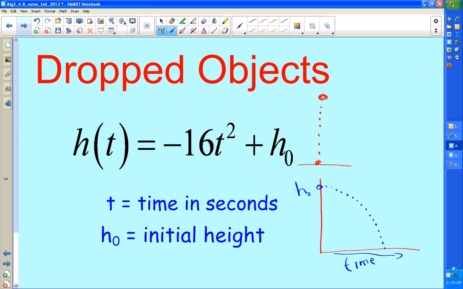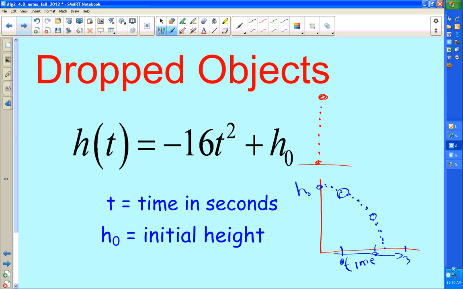Again, we're not talking about throwing the rock or the ball or anything. We're just dropping it. This graph isn't the path of the ball right here. This is the height after t seconds. So after 1 second, you can see right here, the object is lower than where it was when it started. After 2 seconds, the object is even lower. And after 3 seconds, which would be way over here, the object has already been on the ground for a while.